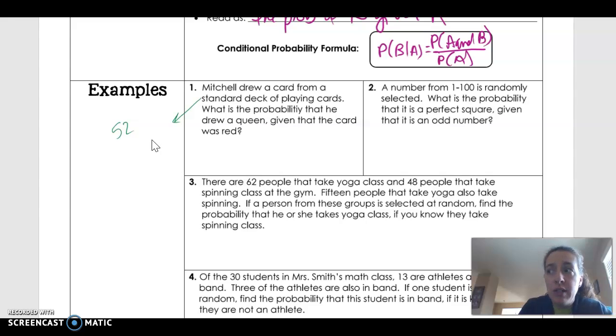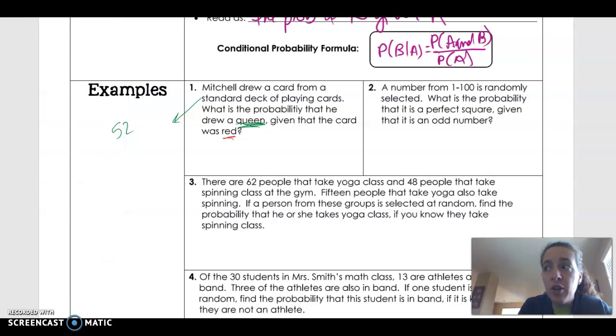First I'm going to look at queen, which is going to be blue, and then red, in red. Then we look at the order in which we're going to do these. We drew a queen given that the card was red. That is going to be our B piece. So that's the first thing that has to happen.